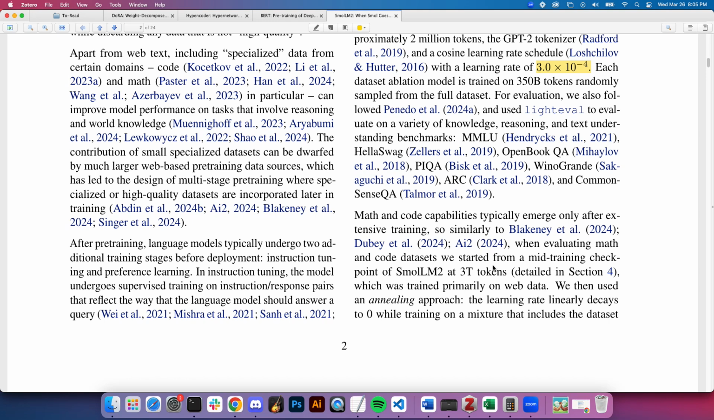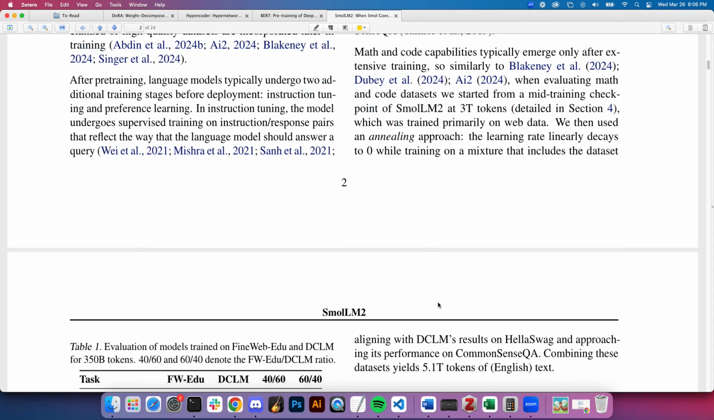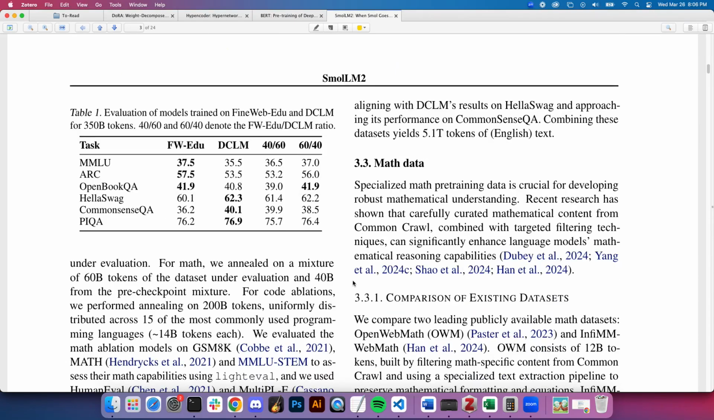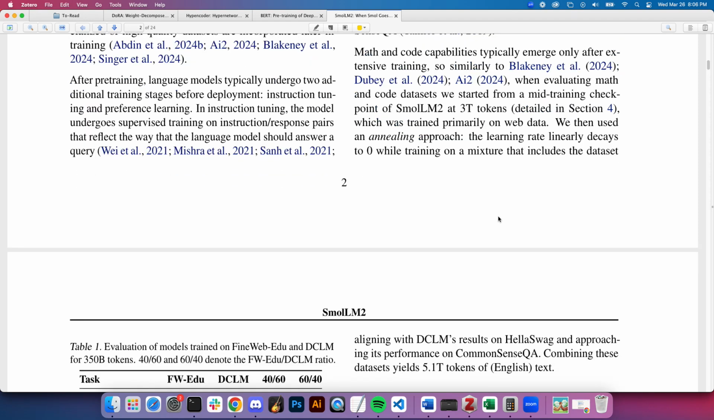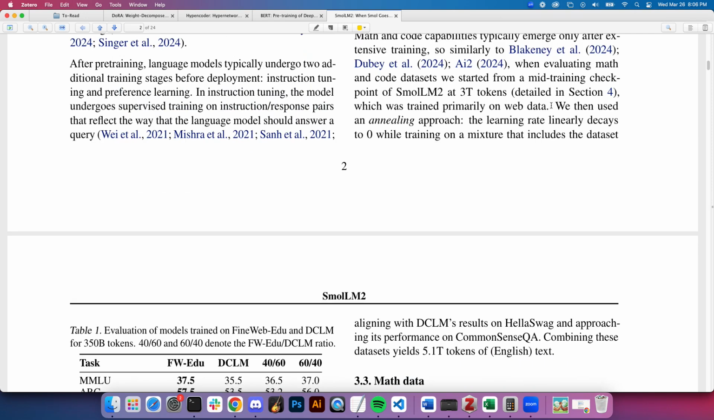So when they evaluate that, we started from a mid-training checkpoint at 3 trillion tokens, which was trained primarily on web data. Then we use an annealing approach. The learning rate linearly decays to 0 while training on a mixture that includes the dataset under evaluation. So let's see if Claude can explain it.